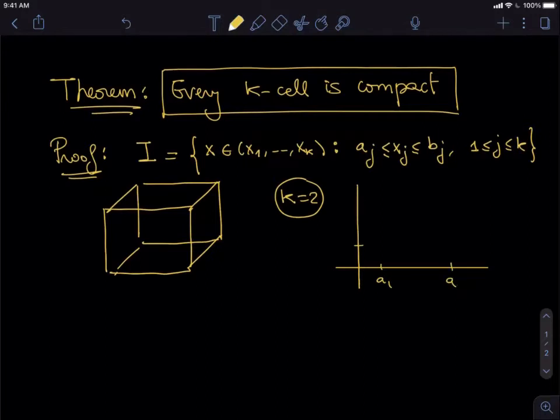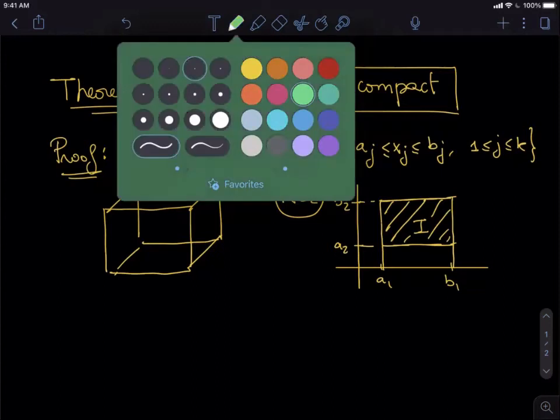So let's take a1, b1, a2, b2. Okay, and we have this here, our K cell. So in k equals 2 it is just a parallelepiped. Well, actually, a parallelogram.